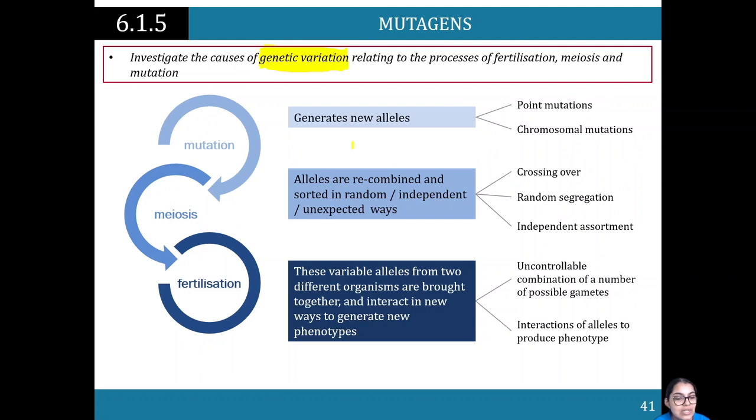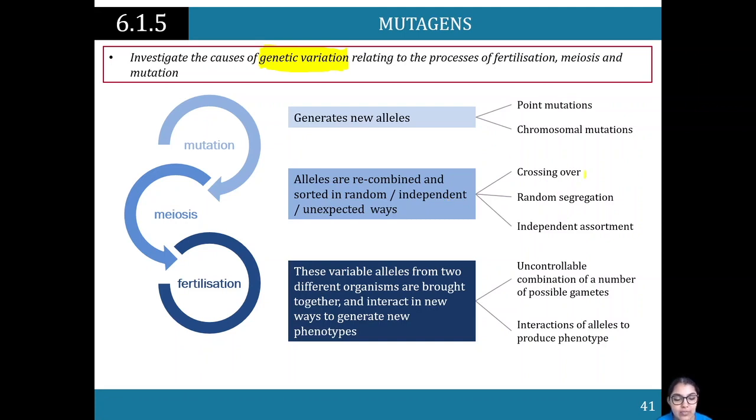So mutation leads to the creation of new alleles through point and chromosomal mutations. Even if those alleles may not be the most beneficial, it still leads to the production of those alleles. Meiosis is when those alleles are recombined and sorted in random independent ways.